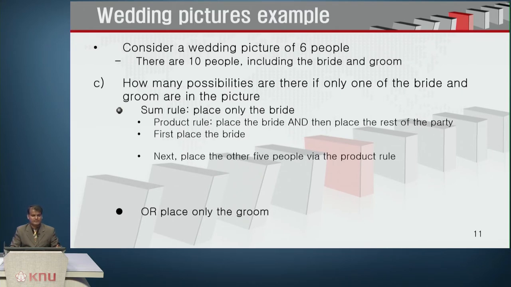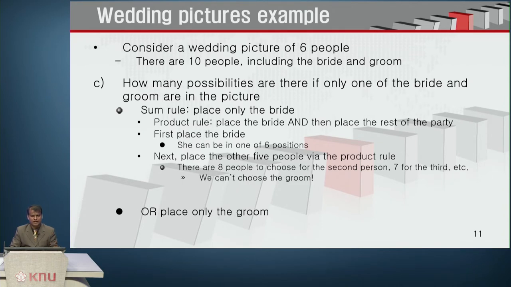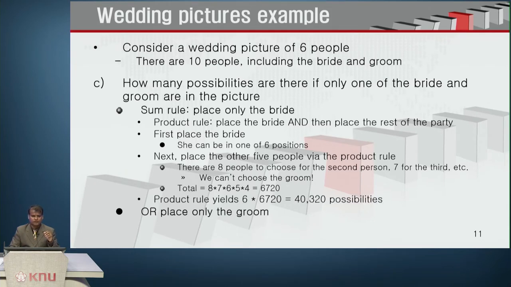That's what we did. First we place the bride, and she can be in any of the 6 positions. Next we place the other 5 people by means of the product rule. So we have just seen that, and there are 8 persons to choose from for the second person, 7 for the third, and so on. In that instance, we can't choose the groom. Since we are excluding the groom, this condition is given to you, that we can choose only the bride if only one of the bride and bridegroom can be in the picture. So that's why we can choose only the remaining 5 persons from the 8 persons, because the groom is excluded here. So the product rule reveals that you have 40,320 possibilities.